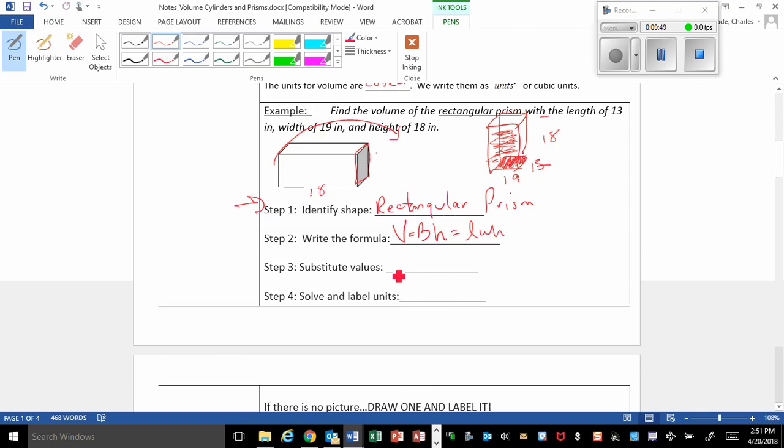All right, so then we're just going to substitute in the values. Volume equals 13 times 19 times 18. We're going to do the multiplication in the calculator, and you should get 4,446. Does it have a unit? Yep, inches cubed. Don't forget, the units are cubed, not squared.